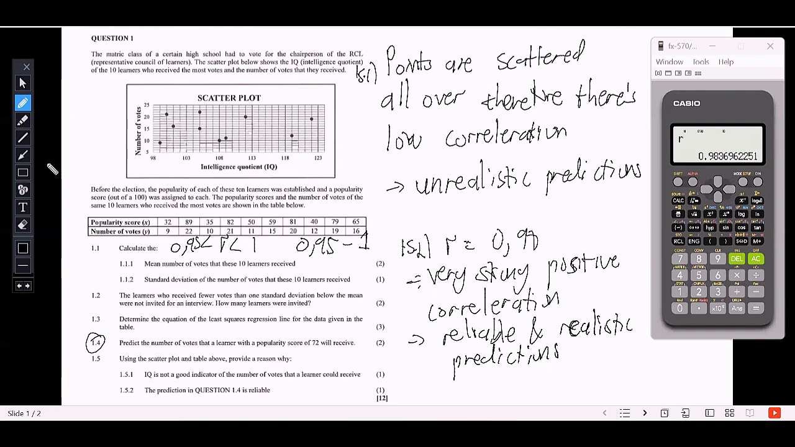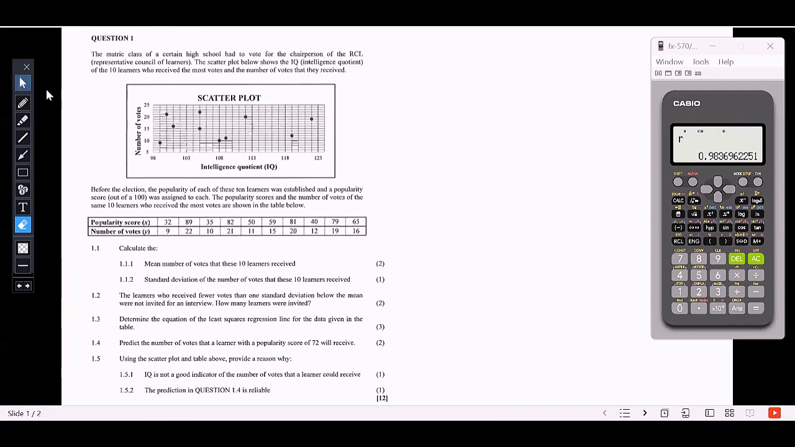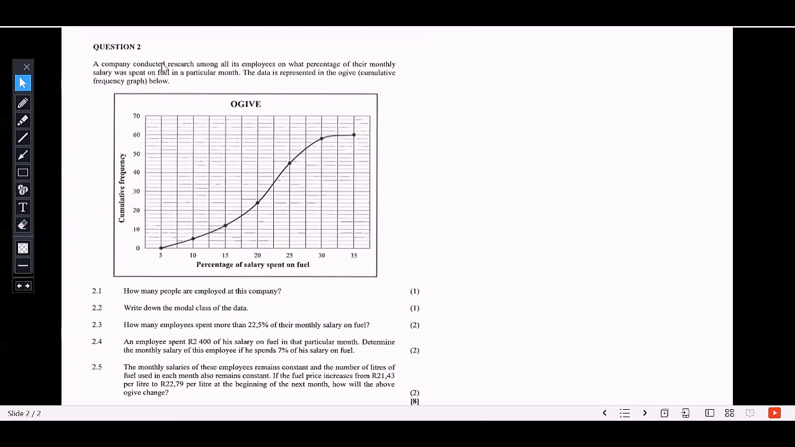And then now let's proceed to question number 2. We always know with stats we have question 1 and question 2. Okay, question 2 says a company conducted research among all its employees on what percentage of their monthly salary was spent on fuel in a particular month. The data is represented in the ogive, which is your cumulative frequency graph. And then 2.1 says how many people are employed at this company.